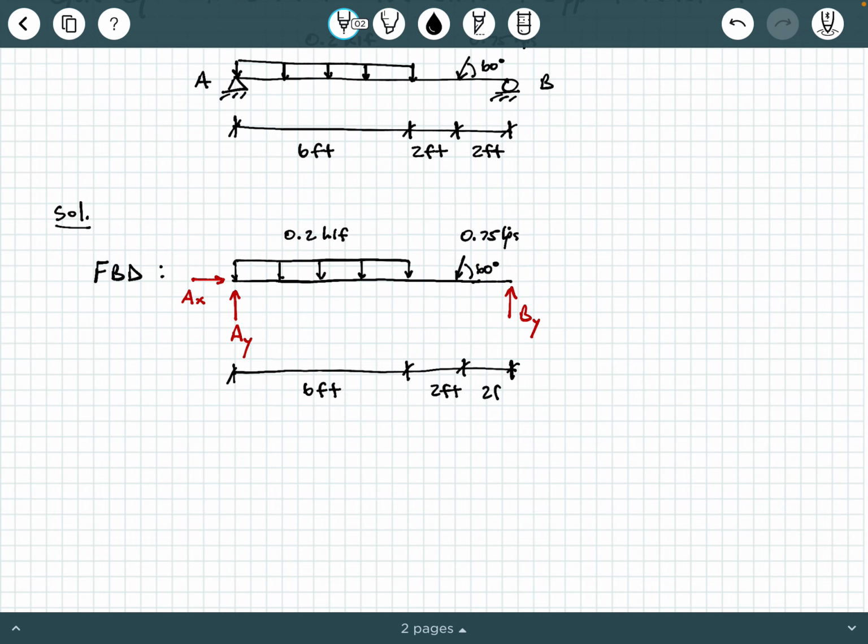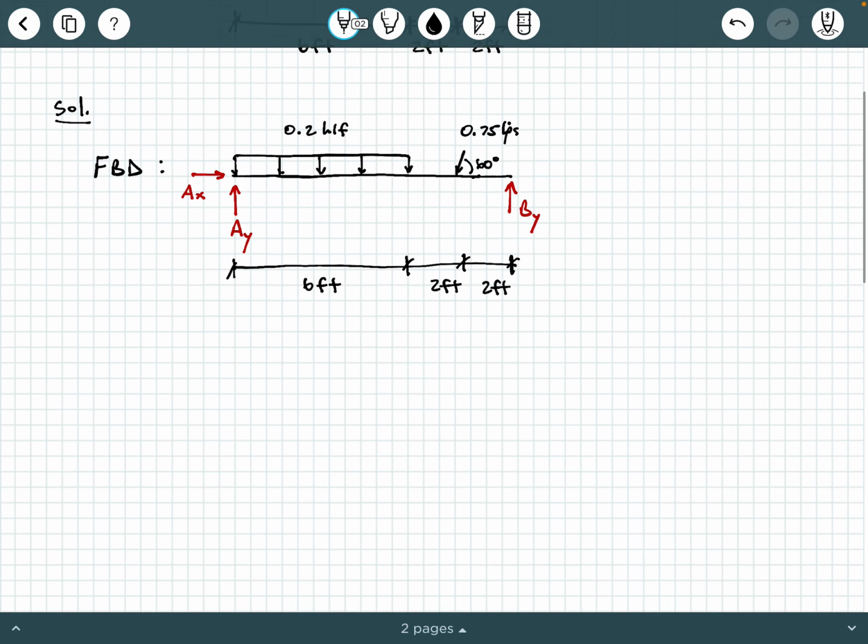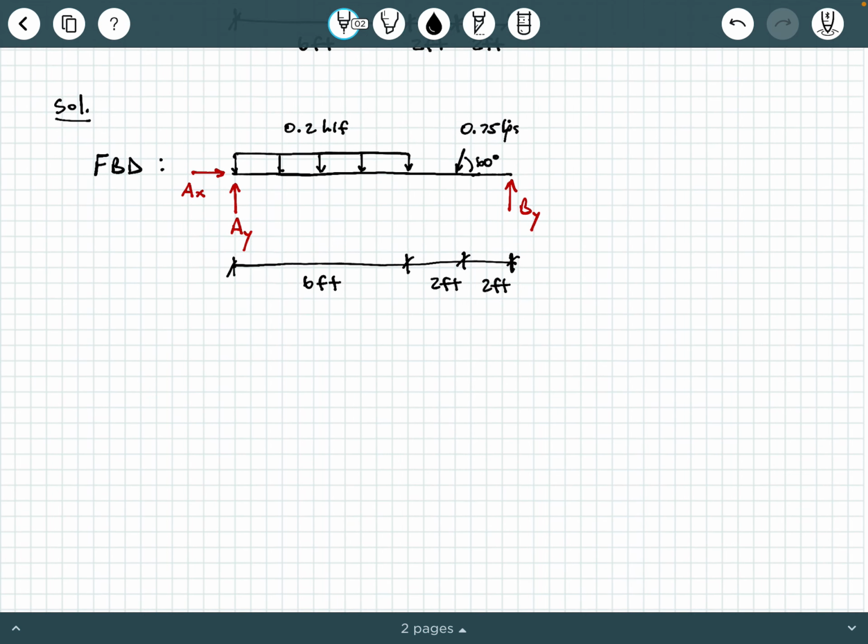So here's our completed free body diagram. That's part of the solution. The next part of the problem said apply equilibrium equations to solve for the external support reaction. So let's do that. What we're going to do is look at this free body diagram, just look at what we drew.